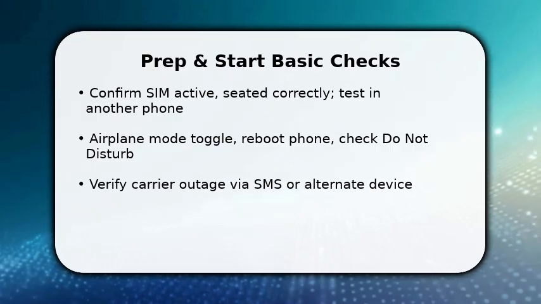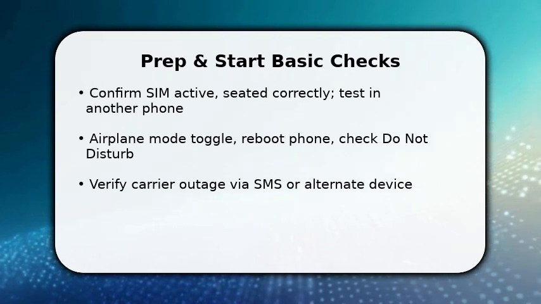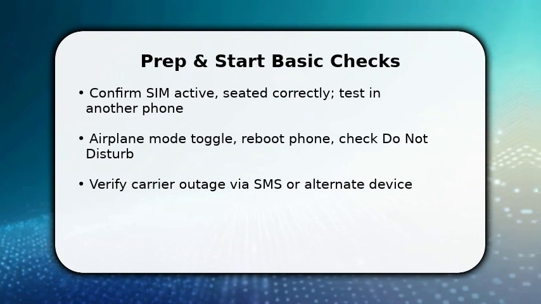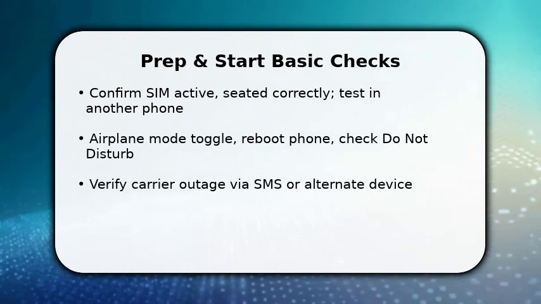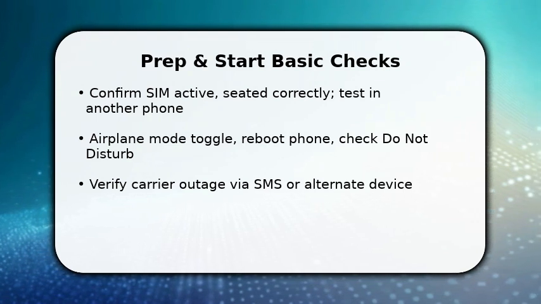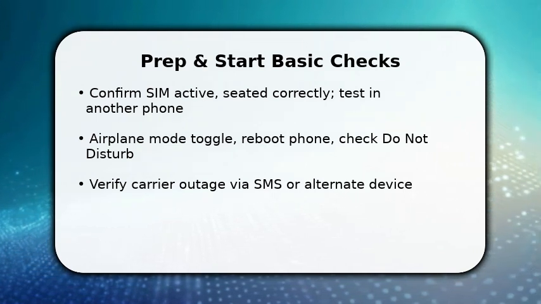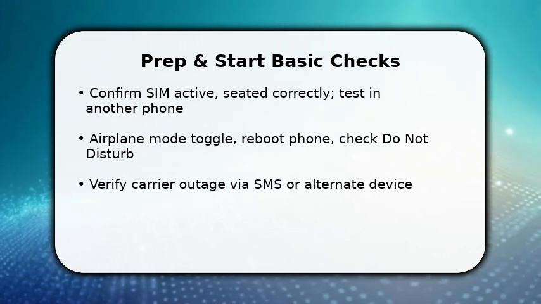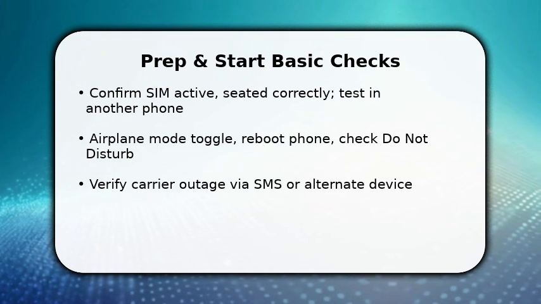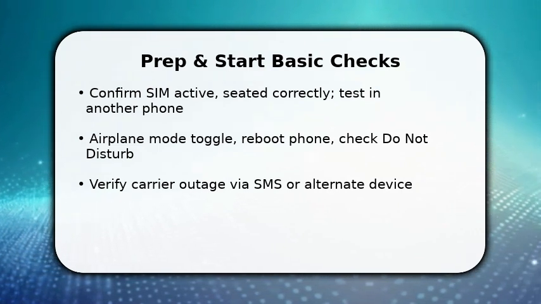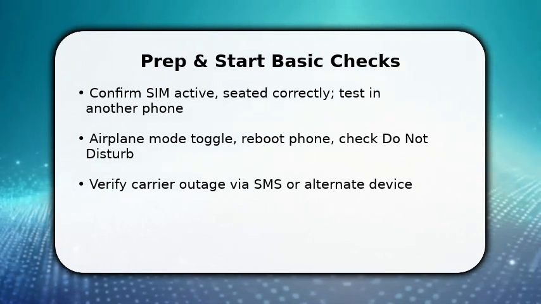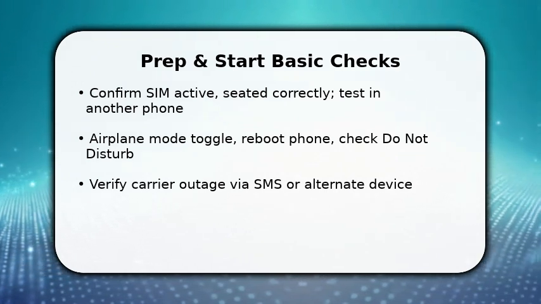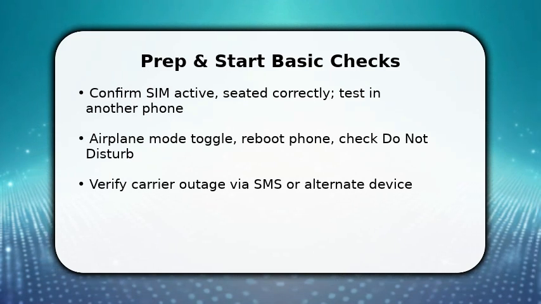You begin by confirming the fundamentals. Remove and reset the SIM to ensure a clean connection, then test that SIM in another phone to isolate hardware. Once done, toggle airplane mode and reboot your Samsung to clear temporary radio faults. Make sure Do Not Disturb or Data Saver isn't blocking connections. While you perform these quick checks, note whether carrier services or outage messages arrive. That tells you whether the issue is local to your device or on the network side.